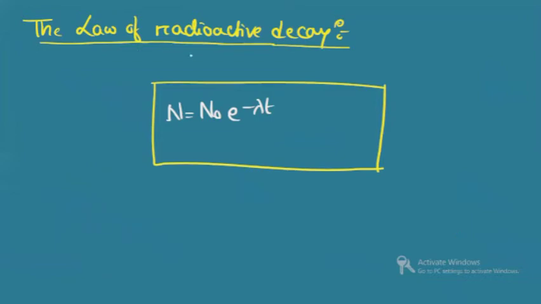The first is the law of radioactive decay. It is given by N = N0 e^(-λt). Here lambda is the radioactive decay constant, t is the time, N0 is the radioactive sample initially at time t = 0, and N is the number of radioactive sample remaining after decay at any time t. All right, so this is the radioactive law.